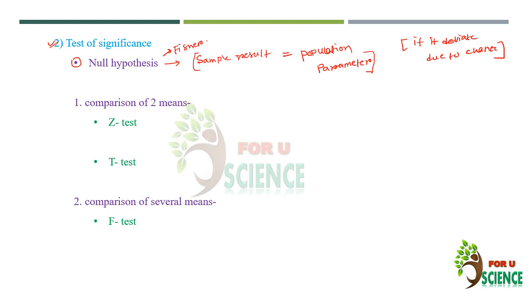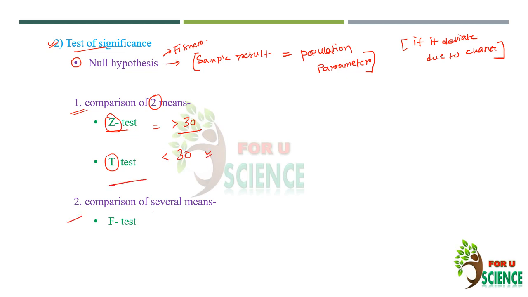Then for analyzing the test of significance, we can compare between two means. If the number of samples is large, that is more than 30 samples, then we can use the Z test. If the sample number is less than 30, then we use the T test.